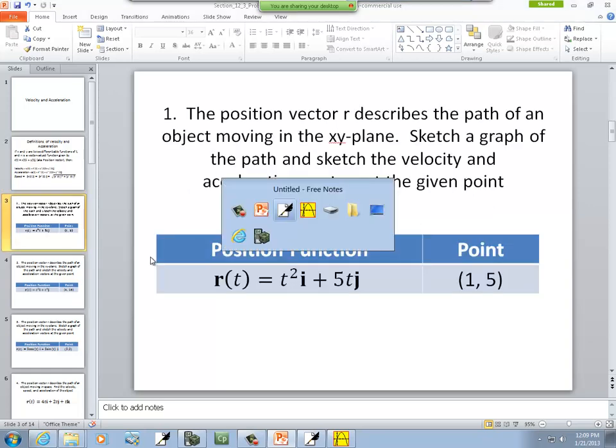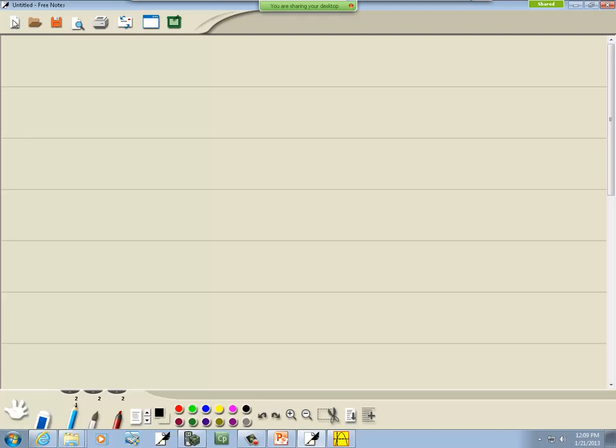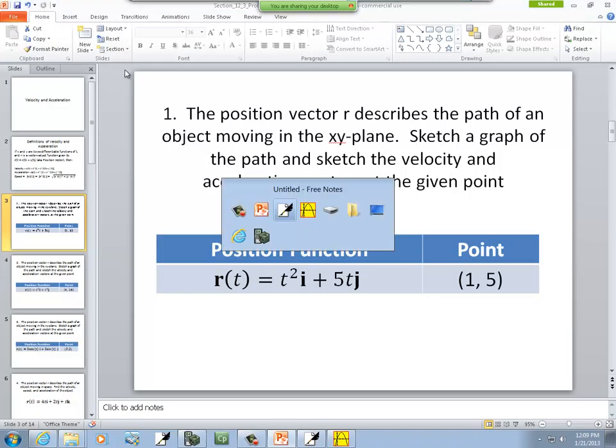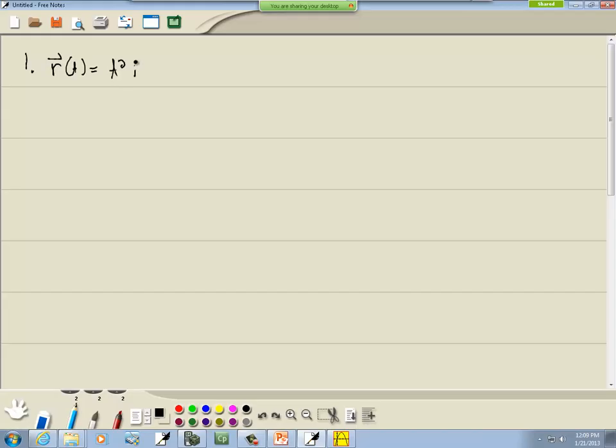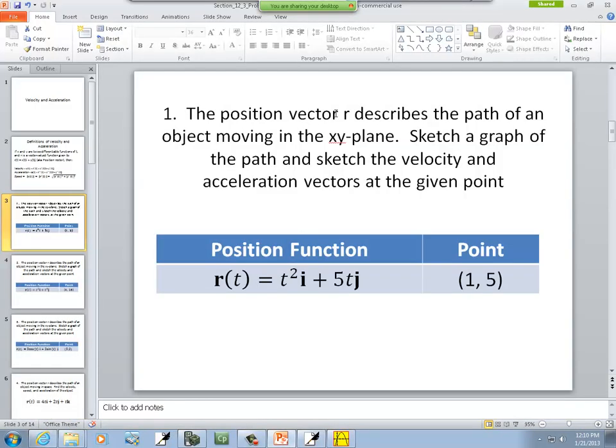Let's take a look at our first problem here. We have r equal to t squared i plus 5t j. They give us the point (1, 5). Position vector r describes the path of an object moving in the xy plane. Sketch the graph of the path, and then sketch the velocity and acceleration vectors at the given point.